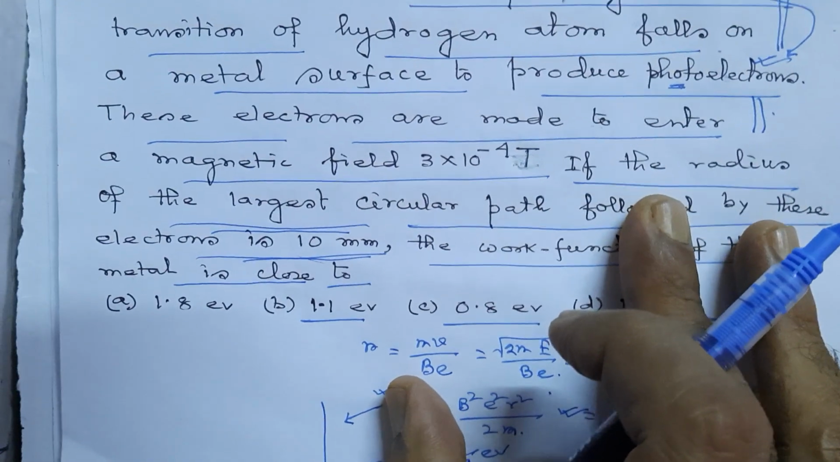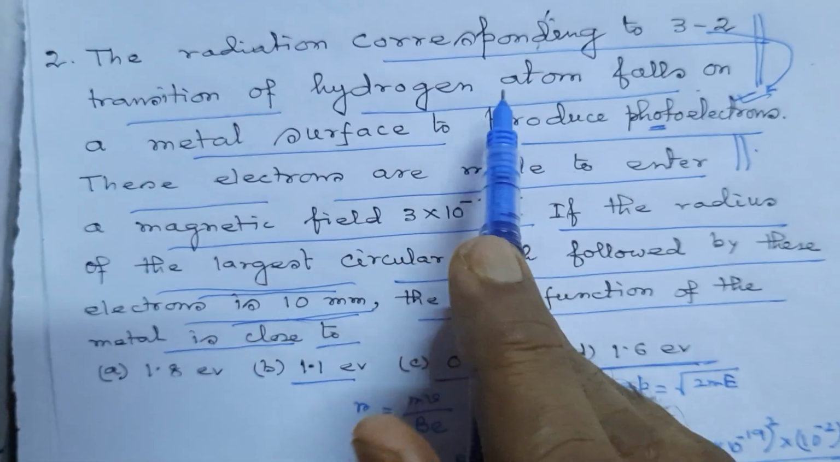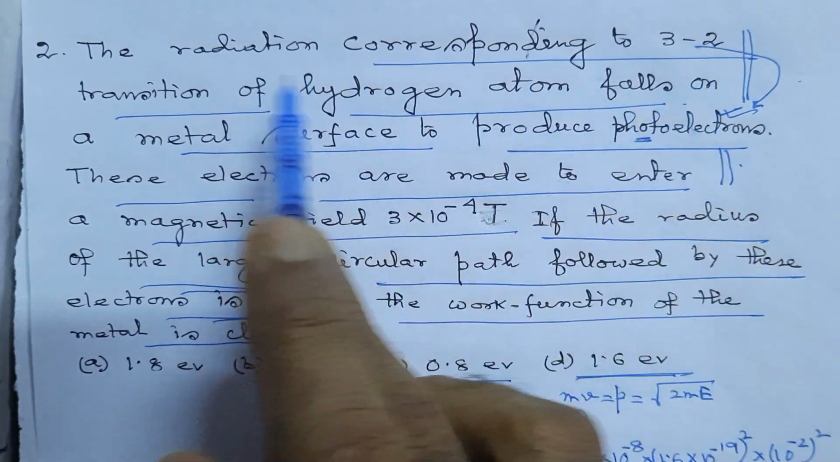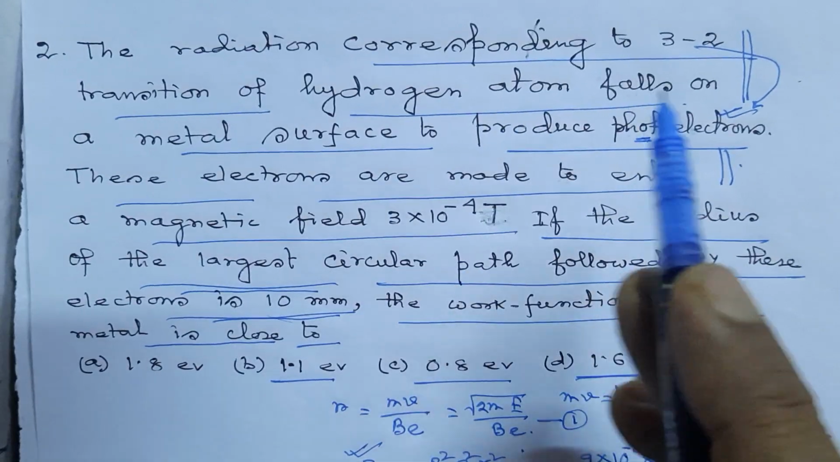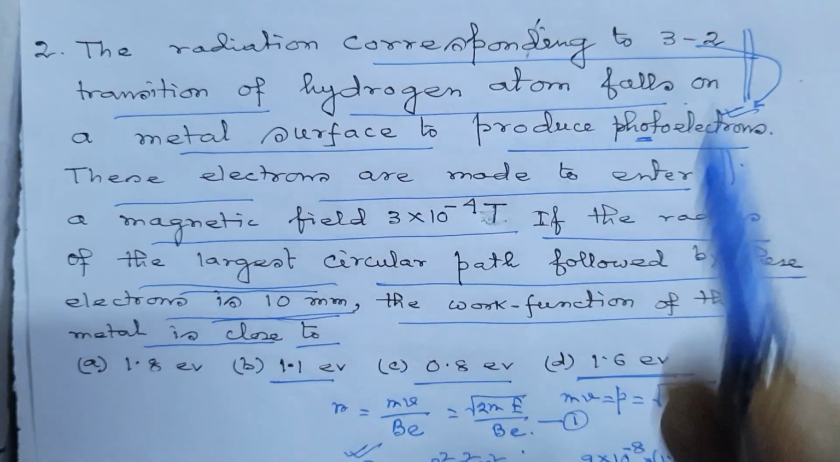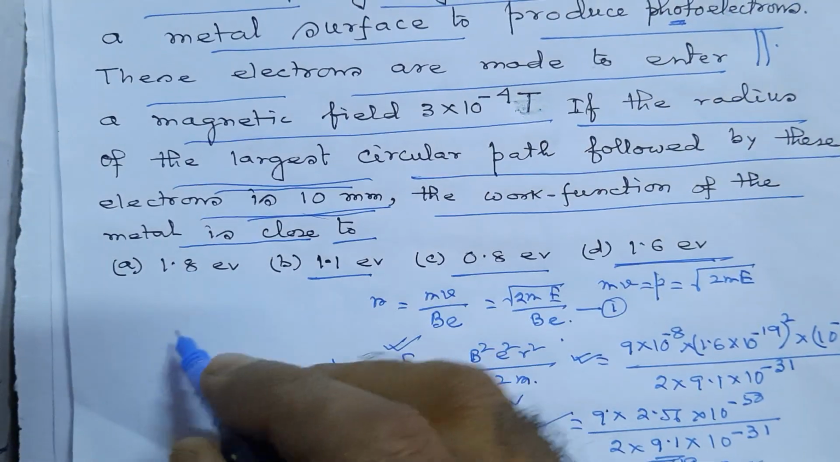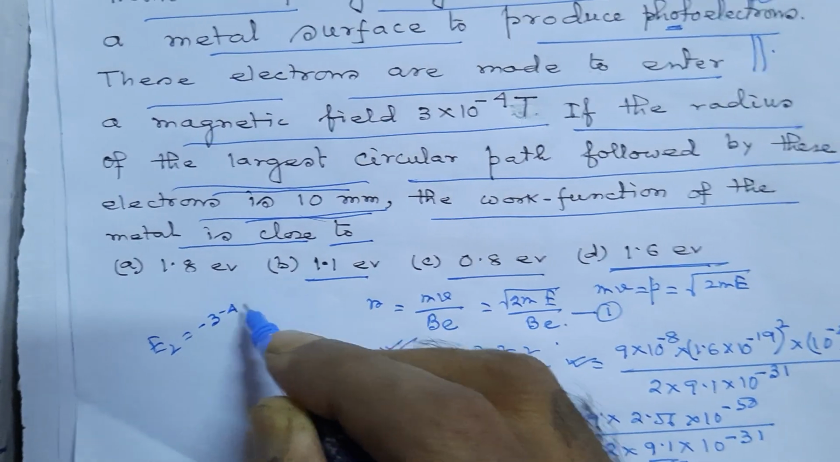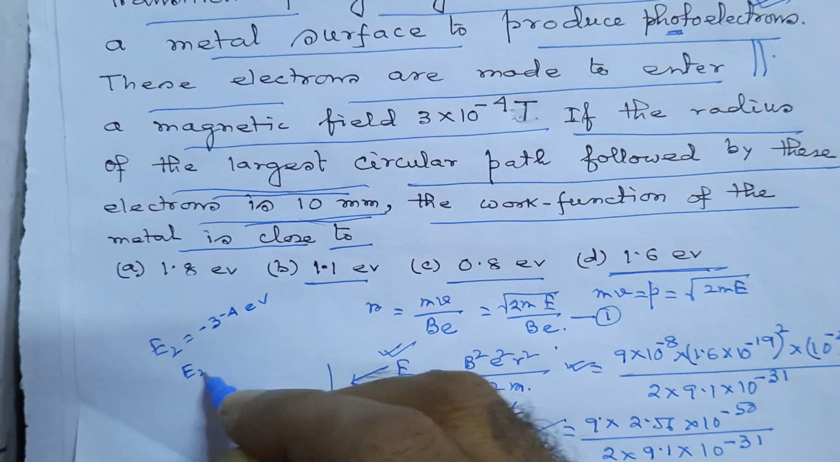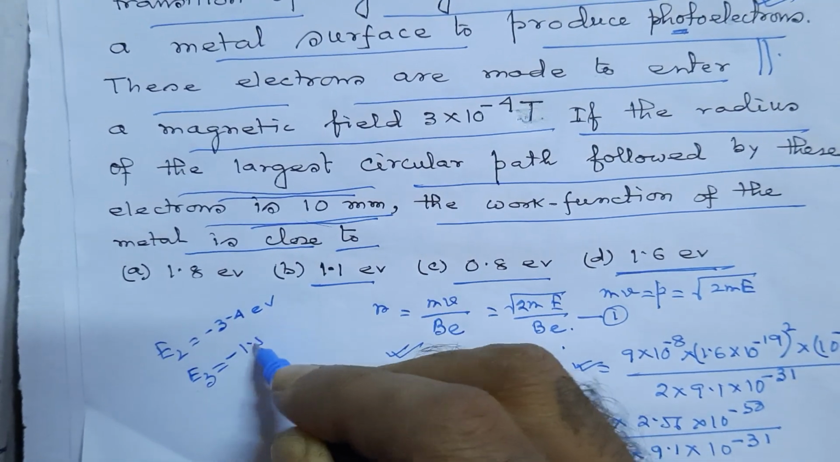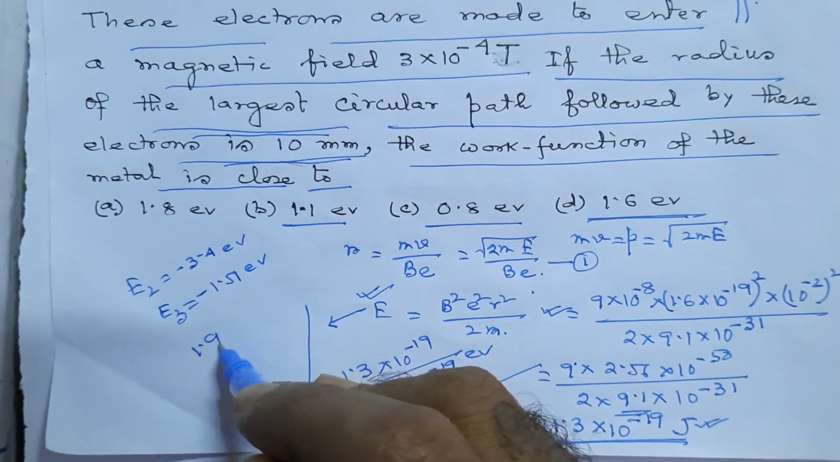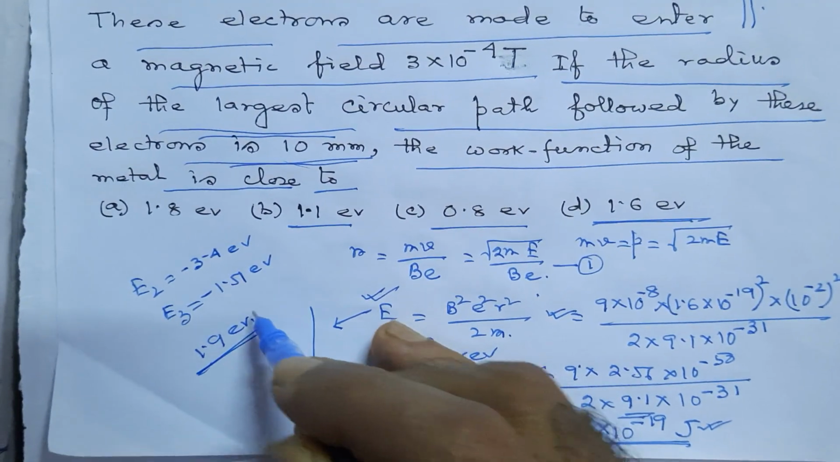Now let us see the energy radiated from the hydrogen atom. Energy of the second Bohr orbit, as you know, is minus 3.4 electron volt, and that of the third Bohr orbit is minus 1.51 electron volt. So the energy difference is 1.9 electron volt approximately.